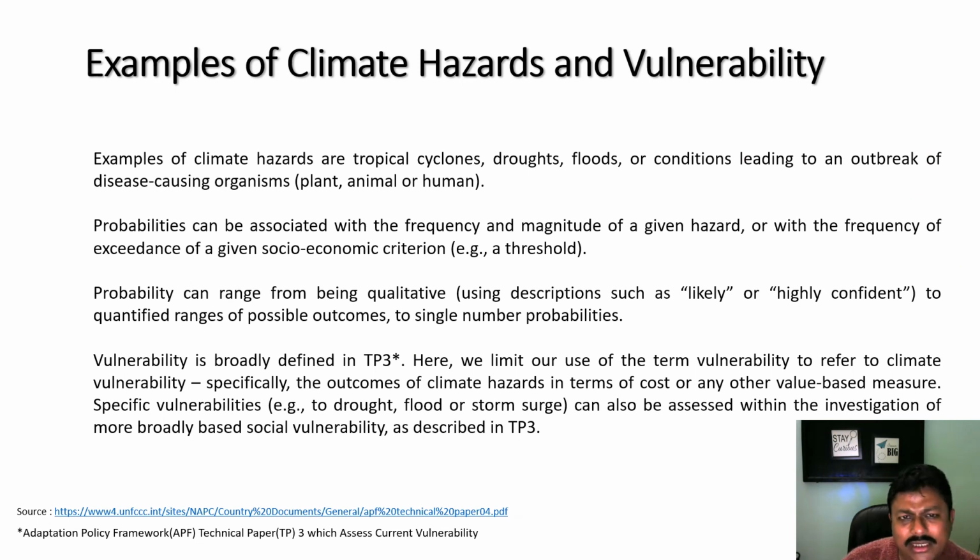So there are various examples of climate hazards and vulnerability, which we have already discussed. The climate hazards are tropical cyclones, droughts, floods, or conditions leading to an outbreak of disease also. Probabilities can be associated with the frequency and magnitude of the hazard. Now, these probabilities can be likely, unlikely, highly likely, like this. So these are various climate hazards and vulnerability, which I have already discussed.